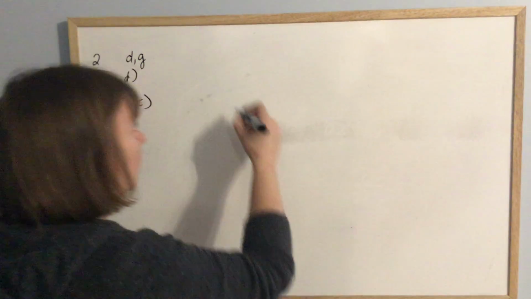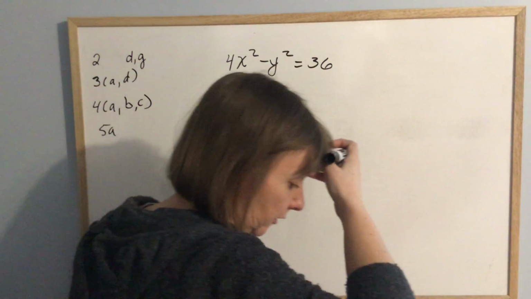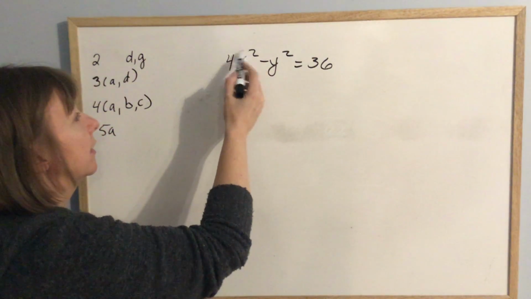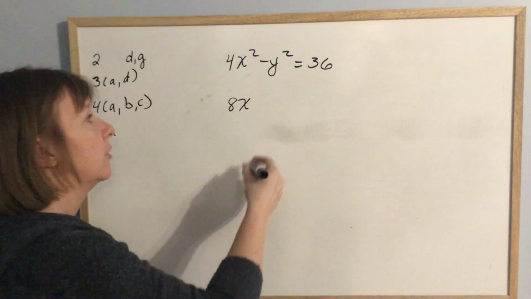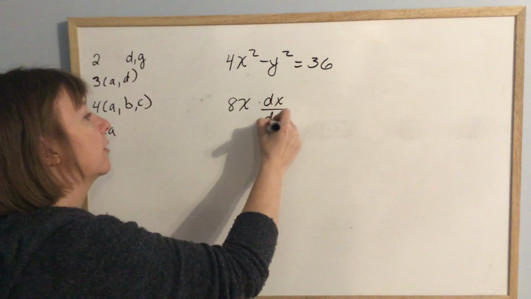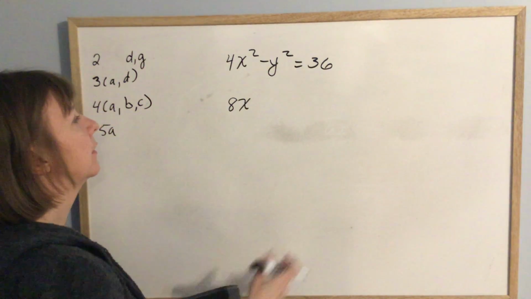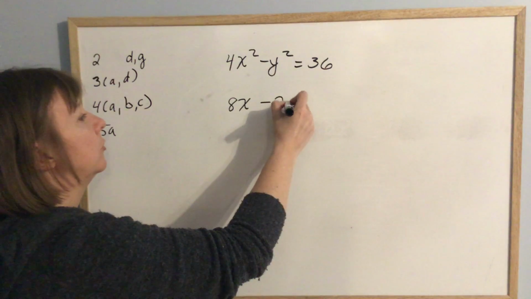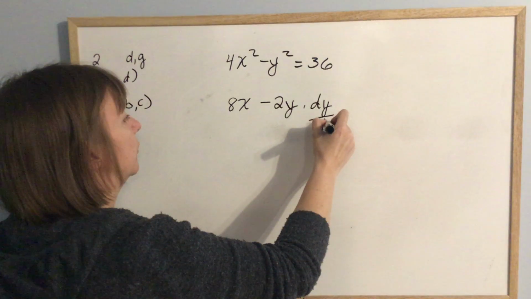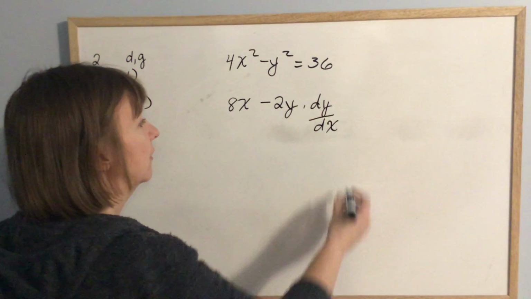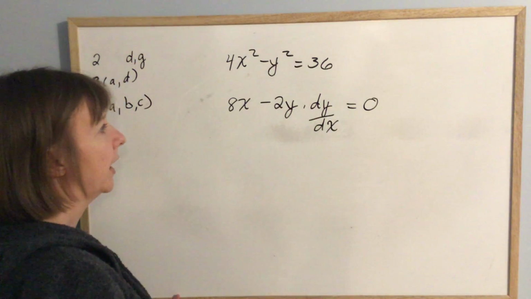4x squared minus y squared equals 36. So again, take the derivative of this. When I bring my 2 down, that is 8x. I could say I did the derivative of x with respect to x, but that's just 1, so I don't bother to put it. Minus, I could bring my 2 down, so I have 2y, and I have to say I did the derivative of y with respect to x, and the derivative of a constant is nothing. So here's what I have.